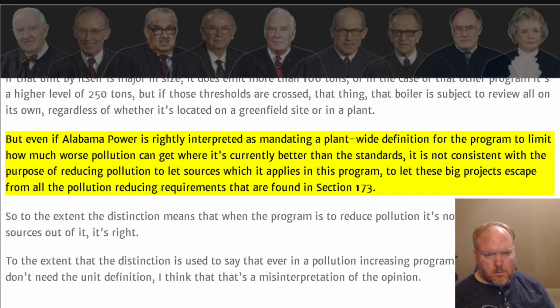But even if Alabama Power is rightly interpreted as mandating a plant-wide definition for the program to limit how much worse pollution can get where it's currently better than the standards, it is not consistent with the purpose of reducing pollution to let sources, which applies in this program, to let these big projects escape from all the pollution-reducing requirements that are found in Section 173.